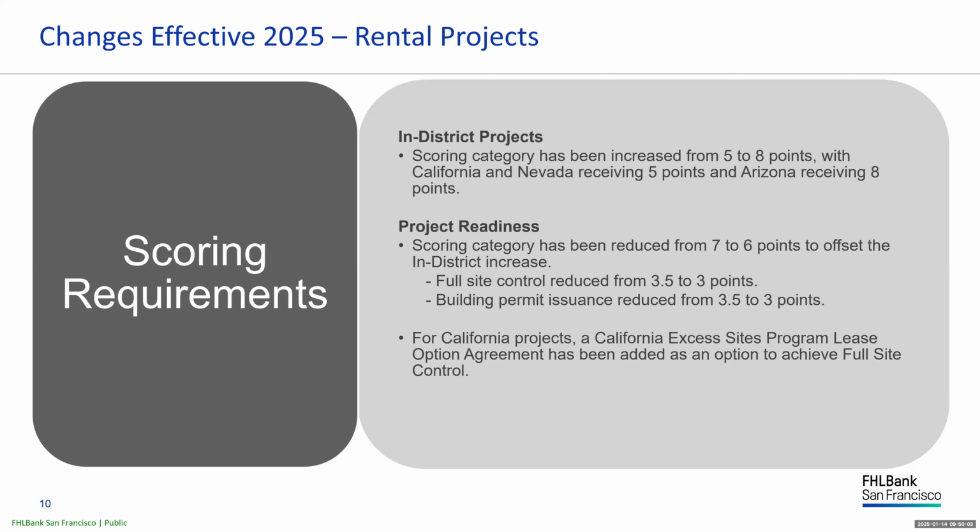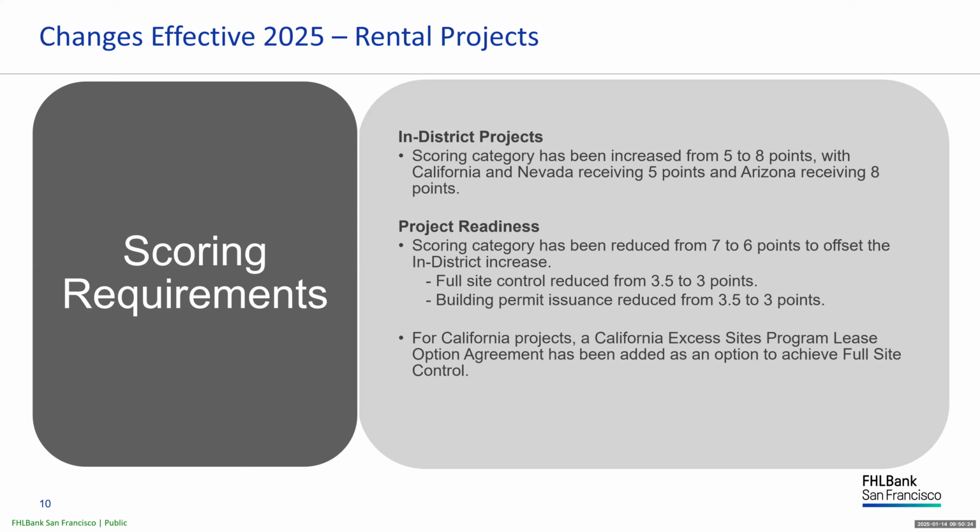Moving on to our in-district scoring category. This criteria has been increased from 5 to 8 points to create tier scoring based on state. California and Nevada projects will still receive 5 points, and Arizona projects will now receive 8 points. For our project readiness category, scoring has been reduced from 7 to 6 to offset the in-district increase.